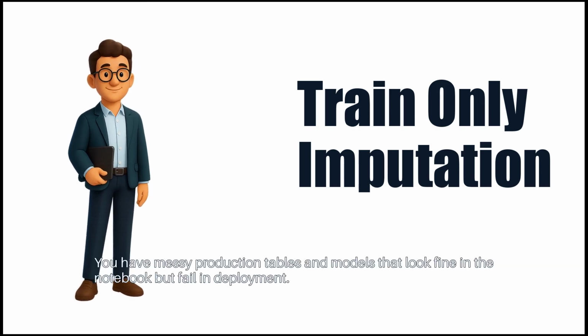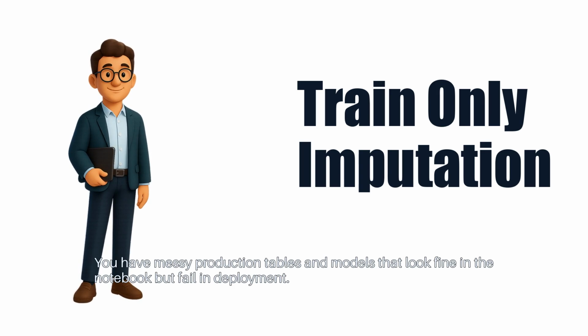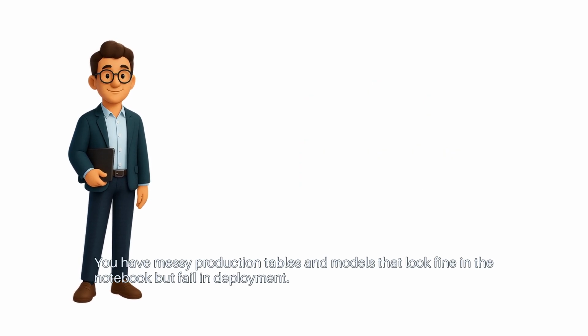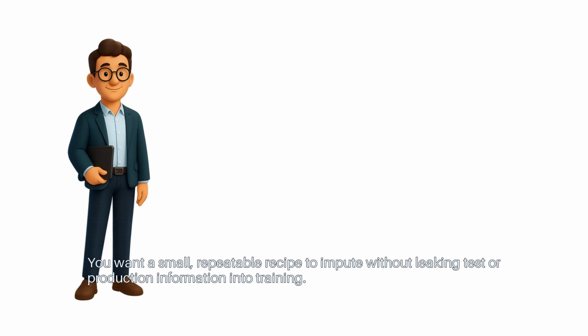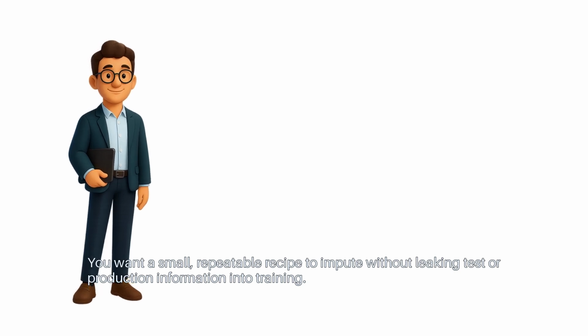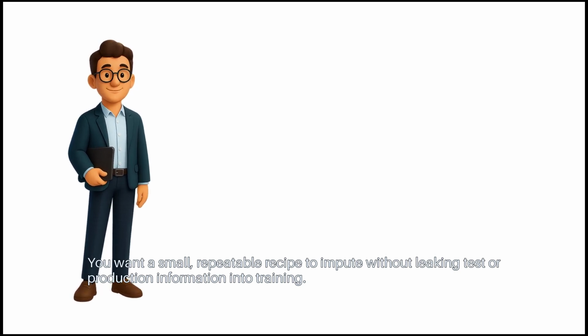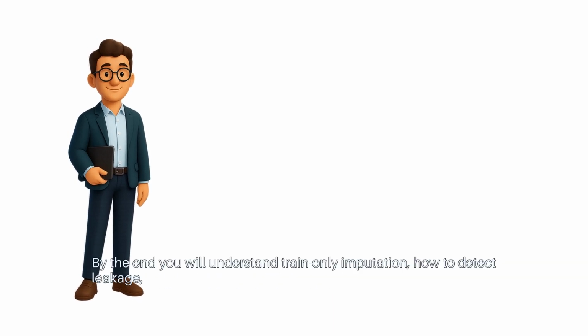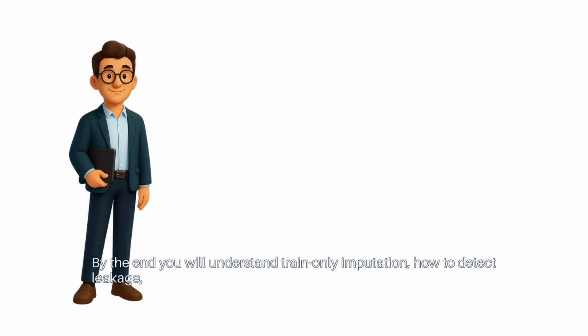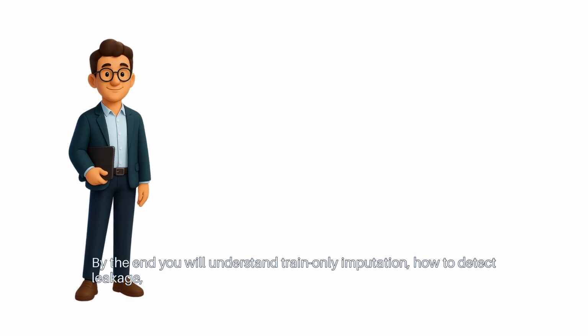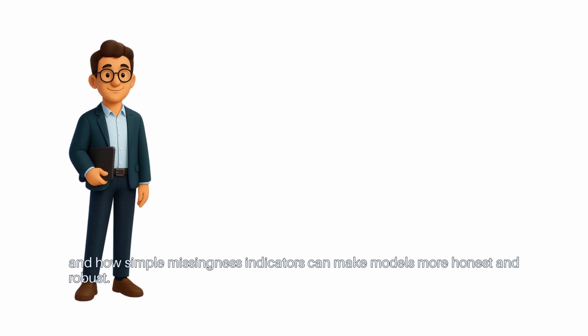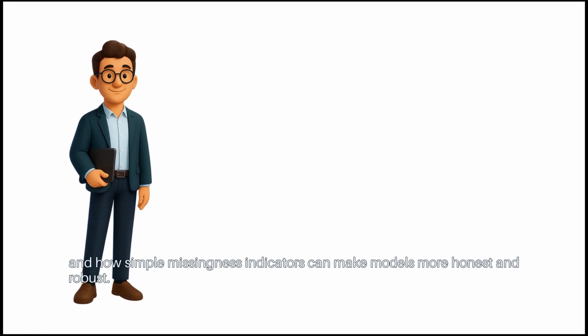You have messy production tables and models that look fine in the notebook but fail in deployment. You want a small, repeatable recipe to impute without leaking test or production information into training. By the end, you will understand train-only imputation, how to detect leakage, and how simple missingness indicators can make models more honest and robust.